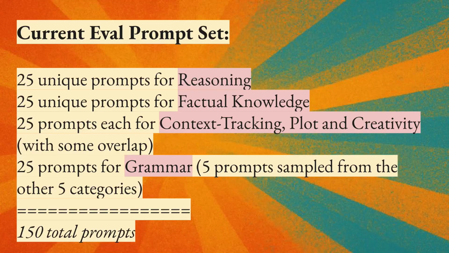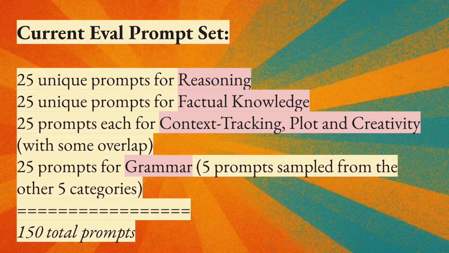Okay, so here's what my current eval prompt set includes. I have 25 unique prompts for reasoning, which are not used anywhere else. Not because they couldn't be, but I just wanted to keep it simple and create very specific reasoning-friendly prompts. There are 25 unique prompts for factual knowledge. There are 25 prompts each for context tracking, plot, and creativity, and there's some overlap because context tracking was the most common. It's everywhere, anytime you want to have a story. So that was not very hard to generate. I generated more than 25 of those, then whittled it down to 25.